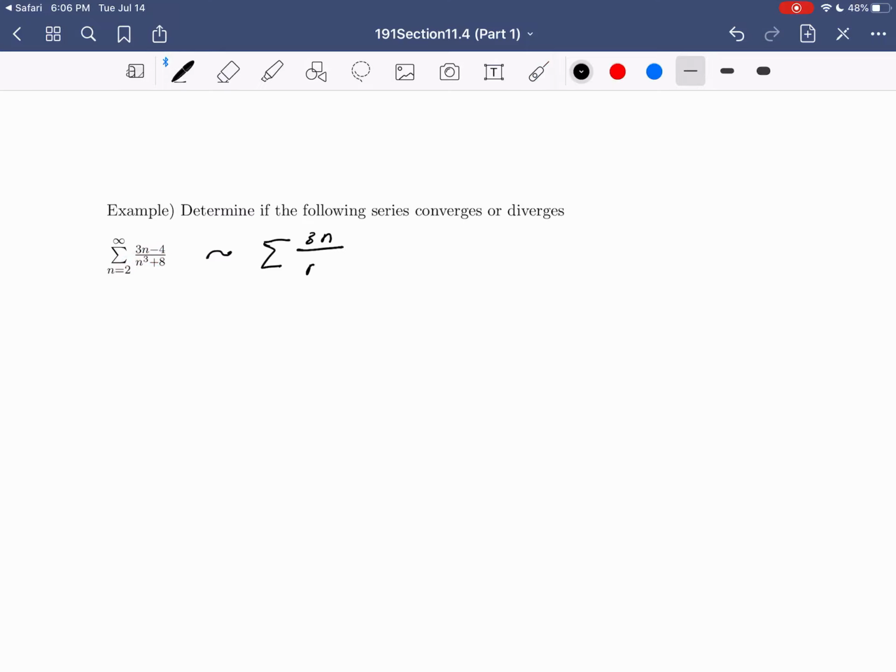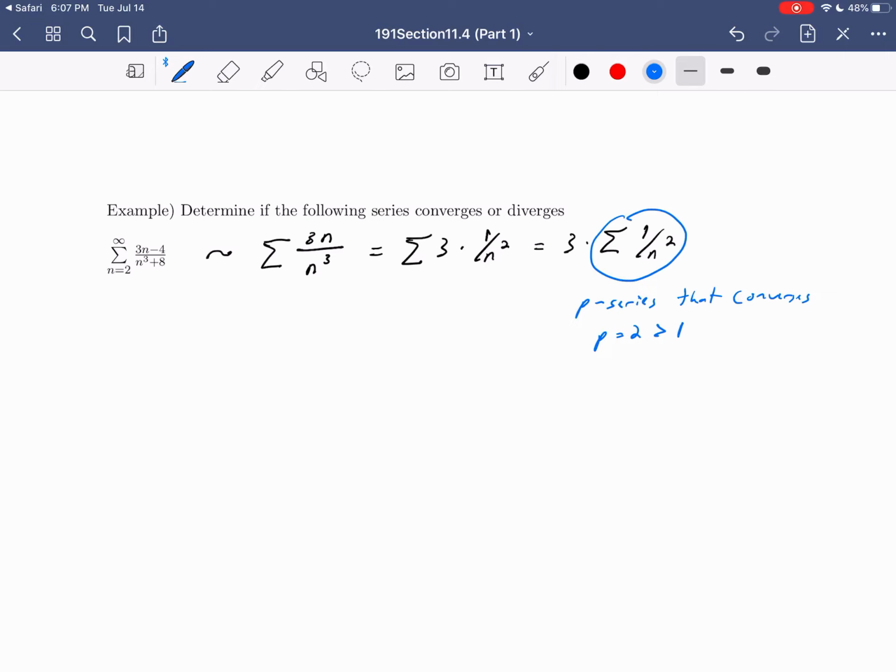Probably not. It's going to be similar to n cubed, which if you simplify is sort of like the sum of 3 times 1 over n squared. And of course, that 3 you could just stick out front. That's similar to 3 times the sum of 1 over n squared. So what do we know about that? Well, this is a p-series that converges. How do we know that? Because we have p equals 2, which is greater than 1. So in the long run, this should be similar to a convergent p-series. Now we can try to use direct comparison.